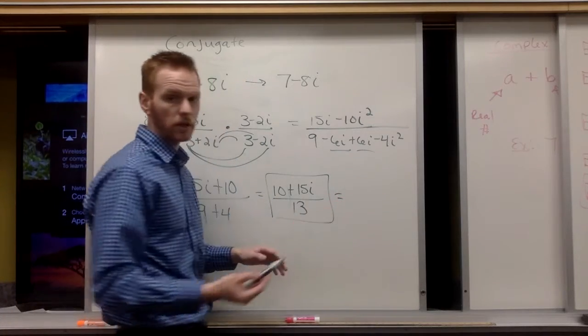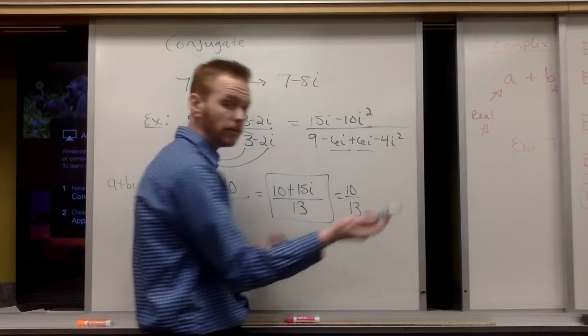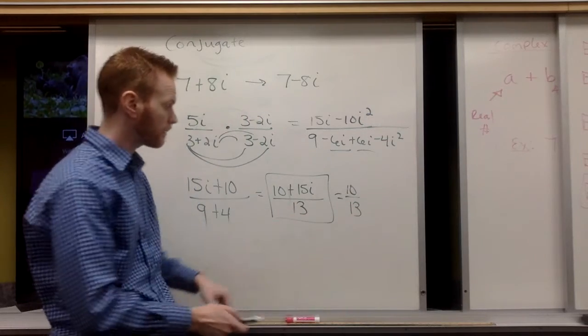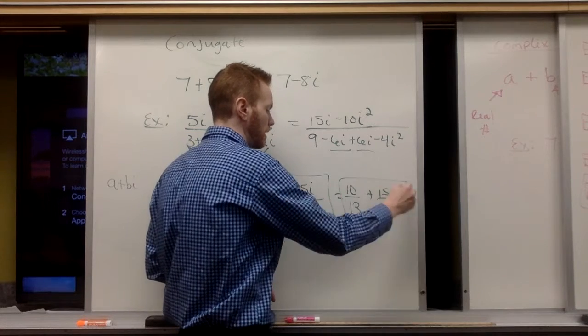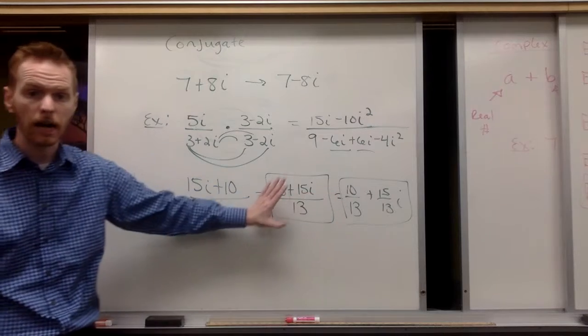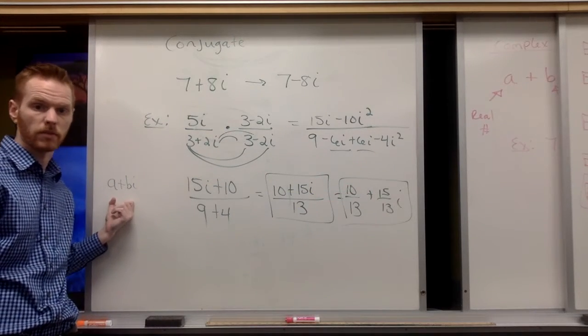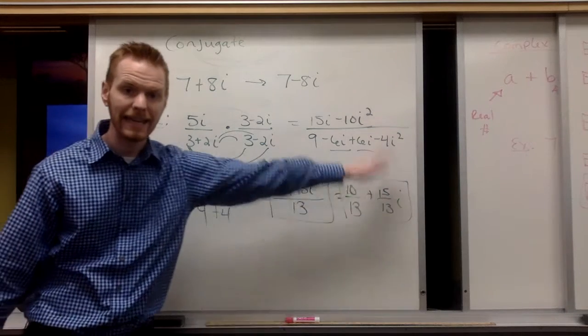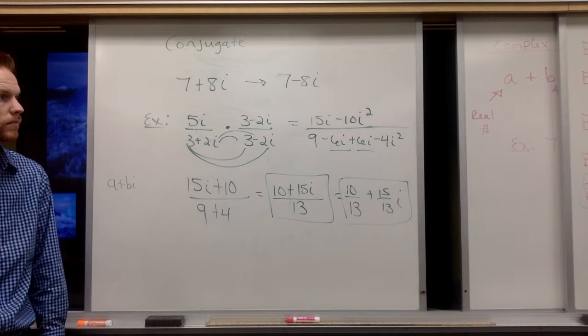So here's the other way we can do it. If we break up the first fraction, we get 10 over 13. The second fraction would be plus 15 over 13 with an i stuck on the very end. These mean the same thing. I'm just breaking this fraction down to where it looks like this format for complex numbers. The real part, which is a, the imaginary part, which is b. All right?